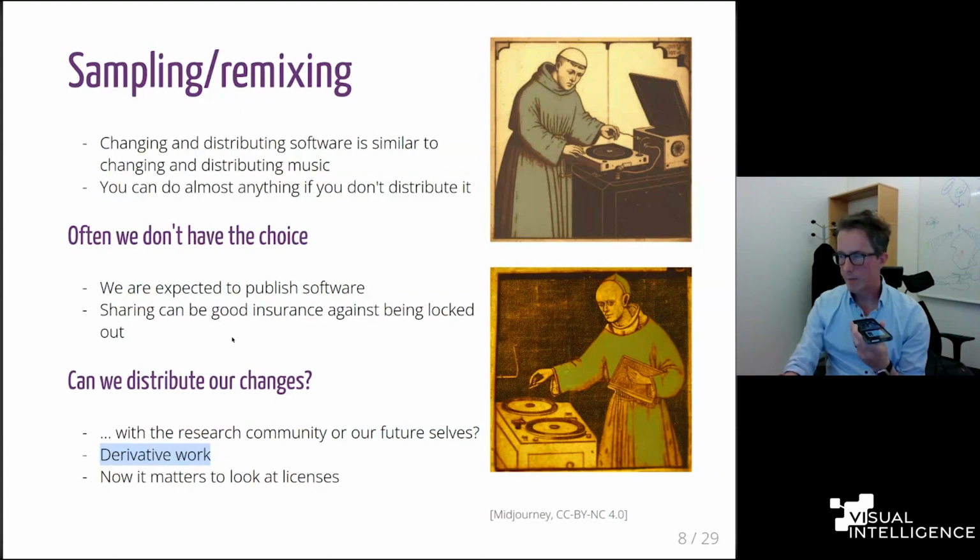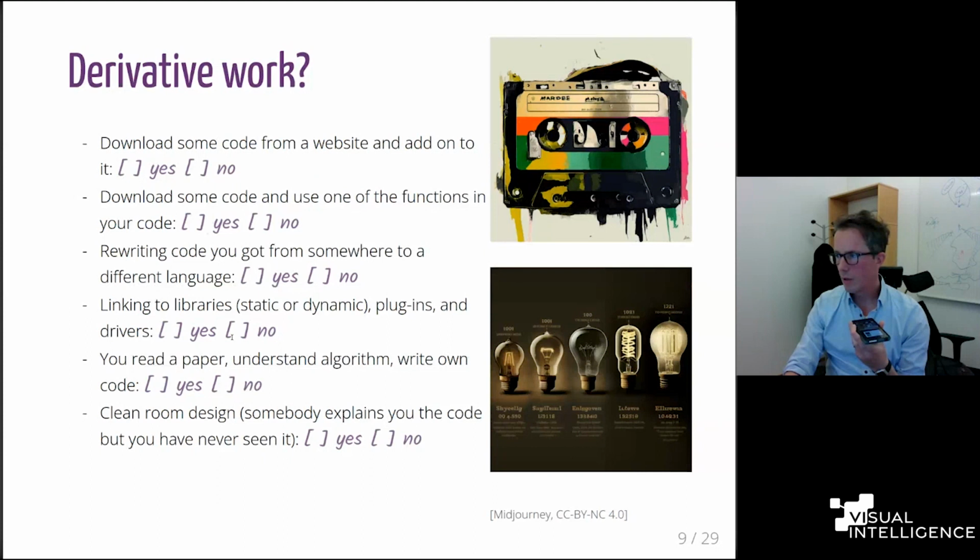Now it matters to look at licenses. And here is a little quiz for all of us. A few questions we can think about: are these derivative work? Is this changing the code? Is it derivative work if I download code from a website and modify it? Yes or no? If I download some code from GitHub and take one of the functions out and use it in my own code, is this derivative work?